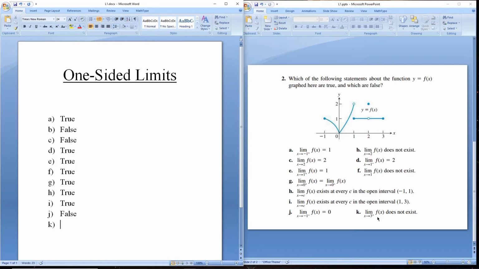And then finally K here, 3 from the right. So here's 3. There's nothing to the right. And so we acknowledge there's nothing here. We don't make anything up. And so there's no way to approach 3 from the right. There's no way to do that. We have no idea. There's nothing here. And so that limit doesn't exist. And that's what they're saying. And so K is true.